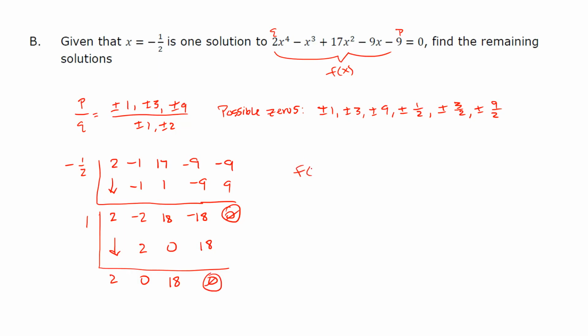Awesome. So we have f of x equals 2x plus 1. That's the linear factor for negative 1/2. And then that gave us 2x cubed minus 2x squared plus 18x minus 18.